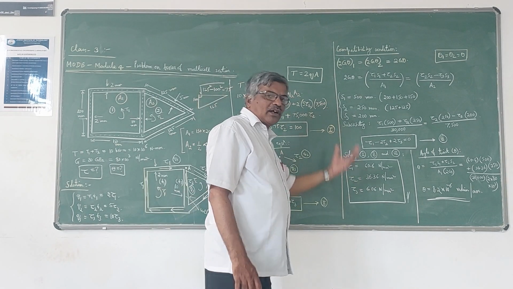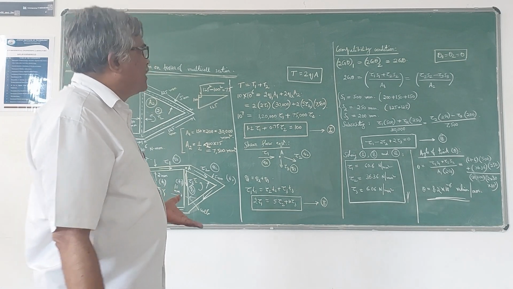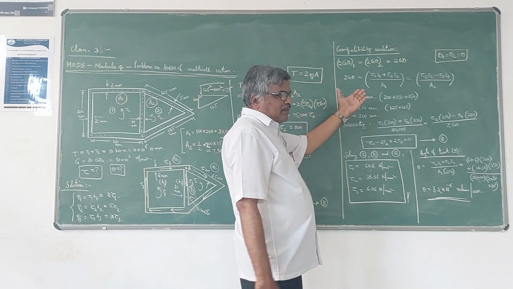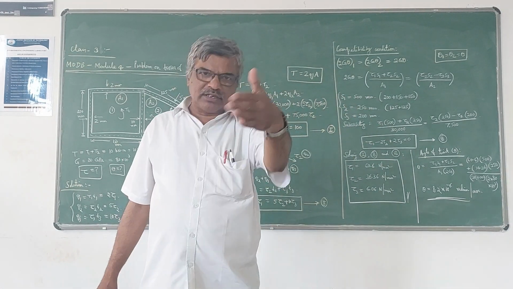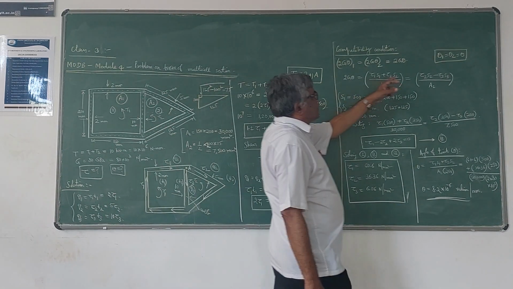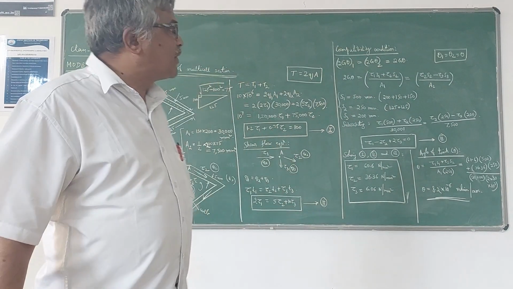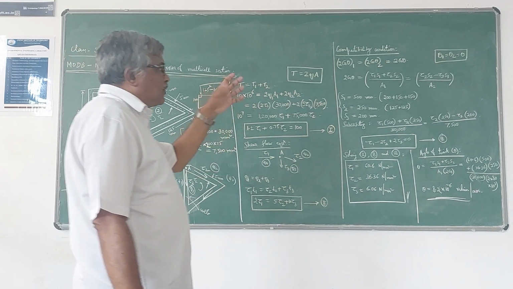Now the third, because there are three unknowns here, tau 1, tau 2, tau 3, we need one more equation, which is something called your compatibility equation. This I have explained in the last lecture also, the last problem. So the compatibility equation is this: the angle of twist remains the same throughout. So that is theta 1 is equal to theta 2, that is equal to theta.